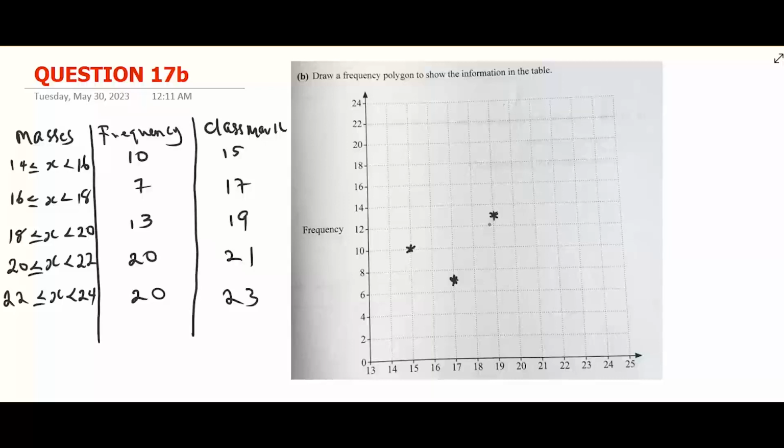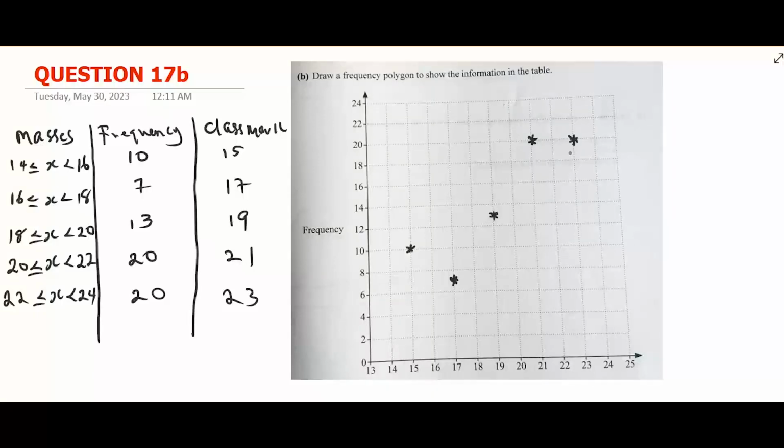When the class mark is 21, the frequency is 20. So 21 and then the frequency is 20. It will be this point here. The last one here, when the class mark is 23, the frequency is also 20. So 23, let's raise it up here. So it will still be at the same level as this.